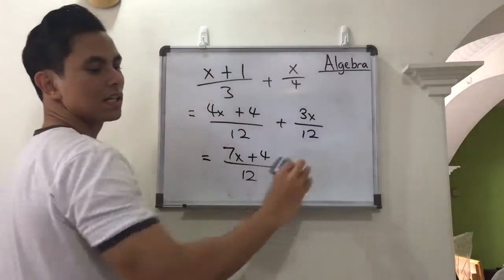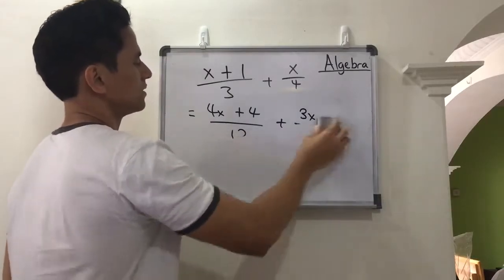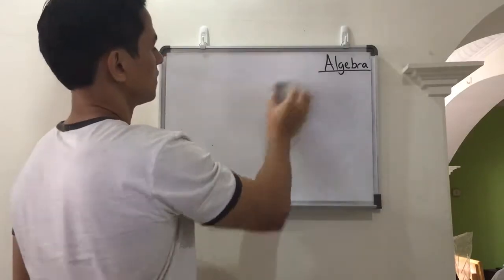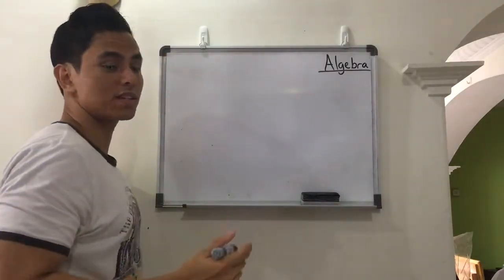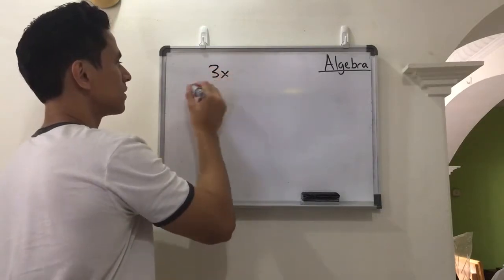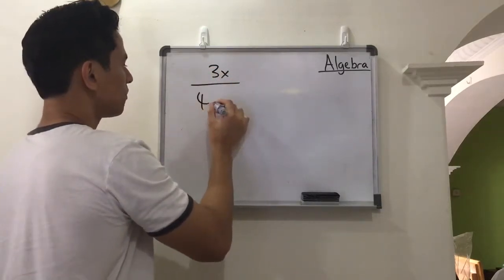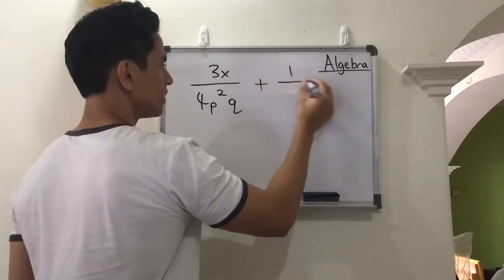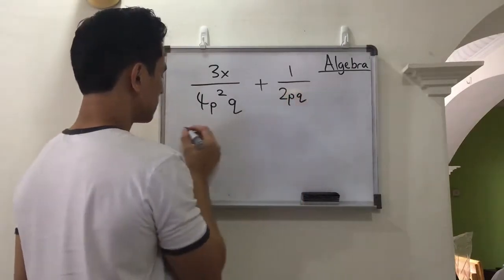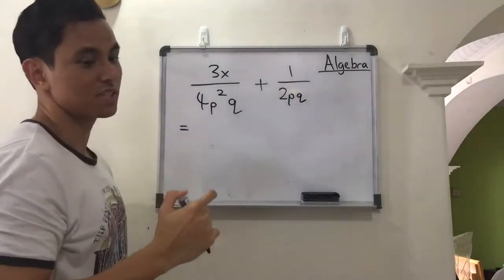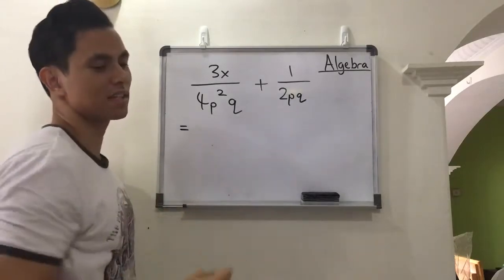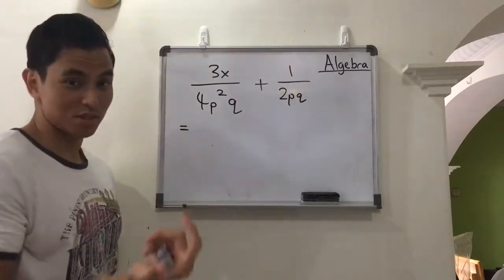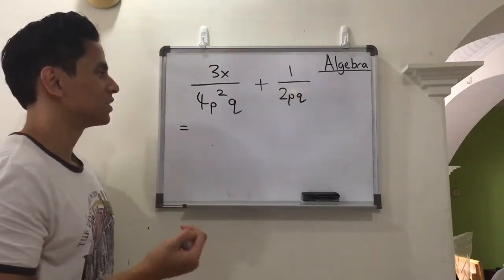So moving on, let's see, what's the third example? Say we have 3x over 4p square q plus 1 over 2pq. This example is slightly different. You see, the denominator is no longer just numbers, it's more complicated now. We have unknowns inside. So, how do we approach the question? You might be wondering. So, good question.